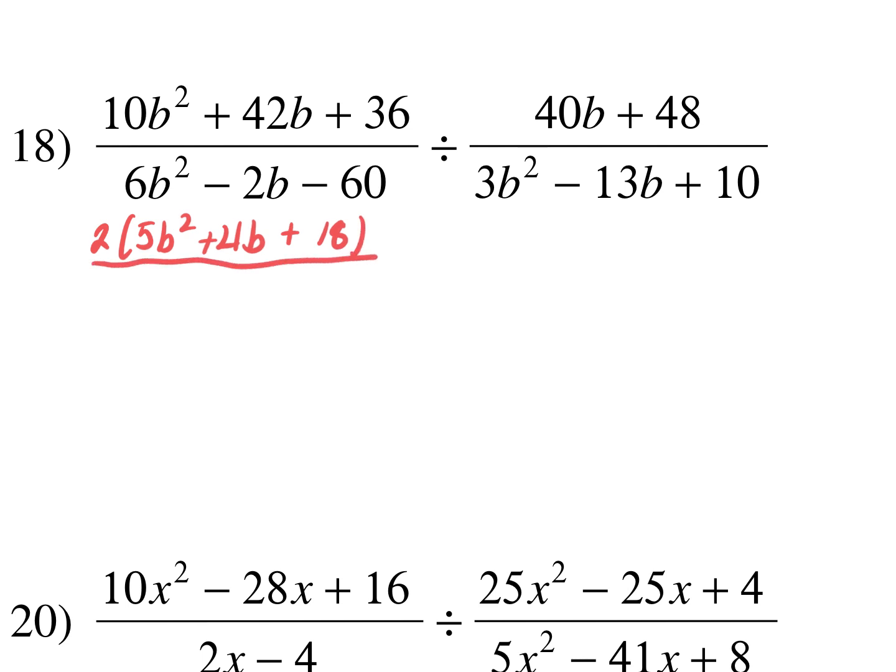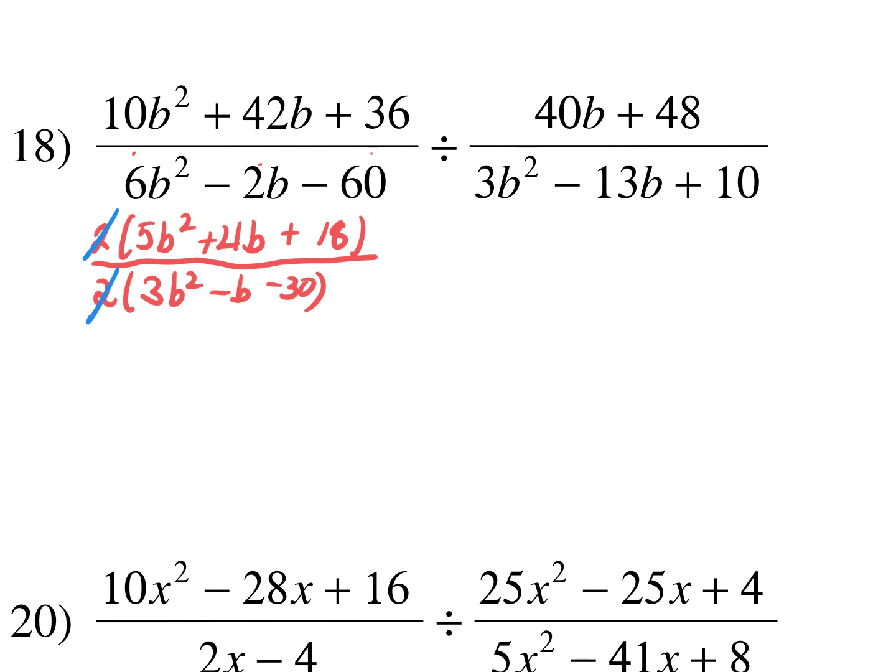And then I'm going to have to check to see if that can factor further, and I'll do that in a second. But I'm going to look at the denominator of this first fraction. I see a 6, a 2, and a 60, and I'm also going to have a greatest common factor of 2 there. And so that is going to leave me with a 3b squared minus b minus 30. I immediately see that I am going to be able to cancel this 2 with this 2.